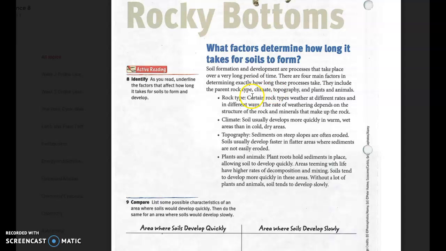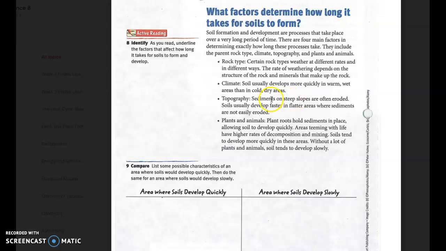So what it means: rocks can weather at different rates, depends on the rock and the minerals in it. Soils usually develop more quickly in warm, wet areas rather than in cold, dry areas like maybe the Arctic. Topography: sediments on steep slopes are often eroded. Soils usually develop faster in flatter areas. Plants and animals: plant roots hold sediments in place, allowing soil to develop quickly. Areas teeming with life have higher rates of decomposition and mixing. Soils tend to develop more quickly in these areas.